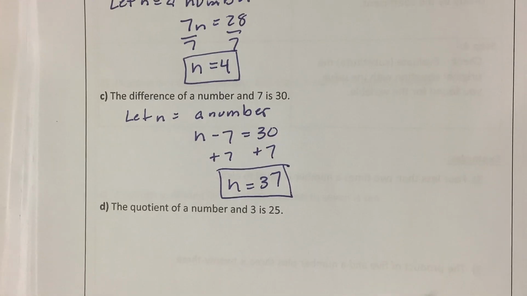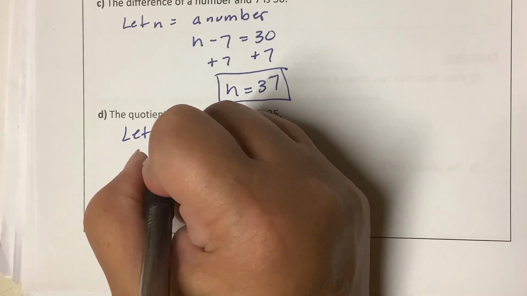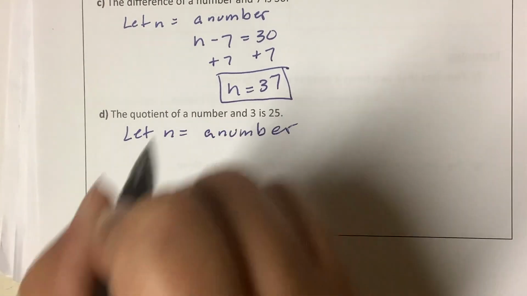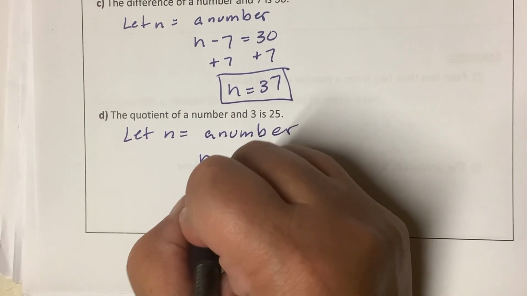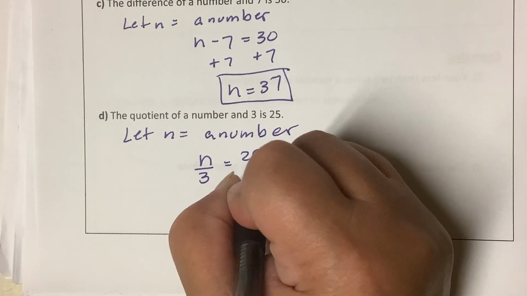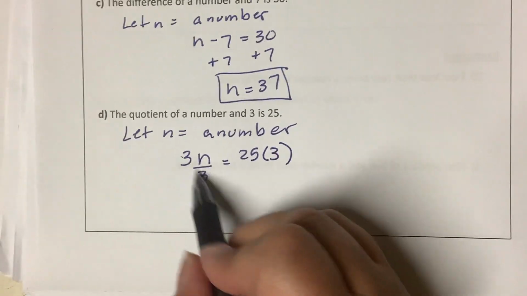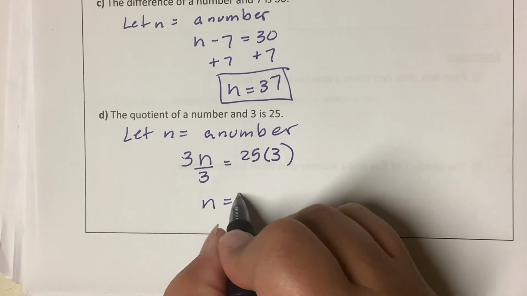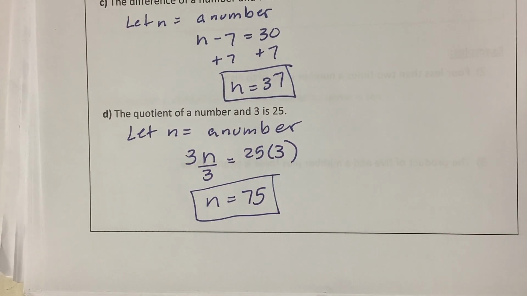The quotient of a number and 3 is 25. Let n equal a number. Remember, quotient is division and you write it as a fraction. So a number divided by 3 is 25. Multiply both sides by 3. You don't need the parenthesis on this side. You do need it on that side. n equals 75. There you go. Not too bad, not too bad.